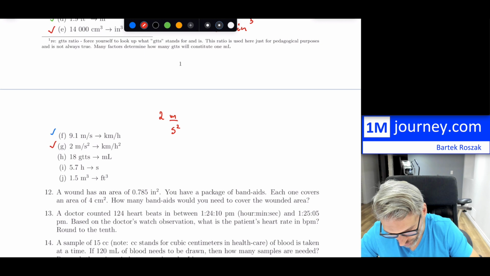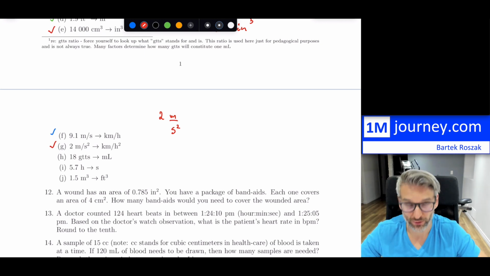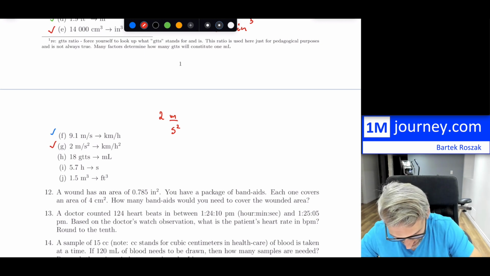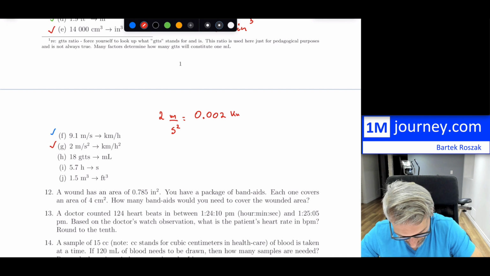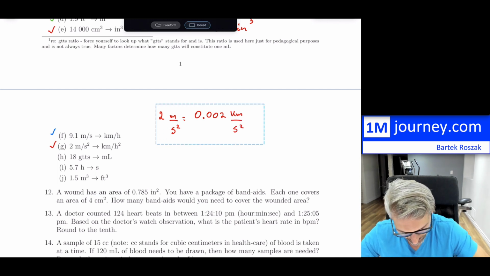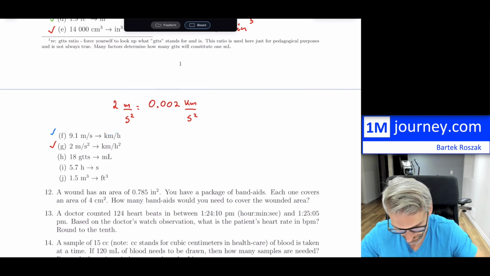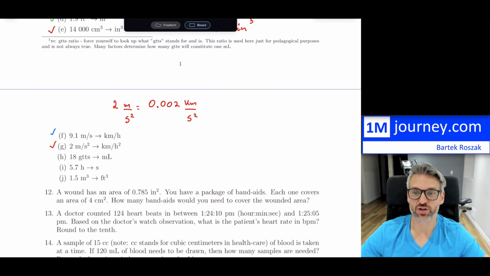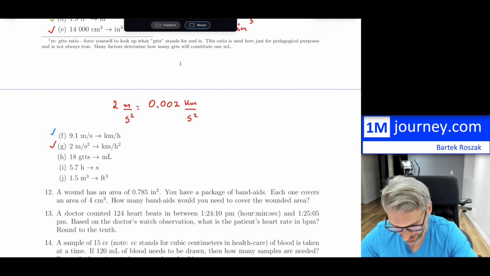Well, I'm going from meters to kilometers, which we've actually just done. So this is not going to be a very big deal. This is going to give us 0.002, and that's going to be kilometers, and we have done nothing with the seconds squared. All right, so that's the first one. Just do it one at a time. That's just a prefix changeover if you needed to do that.